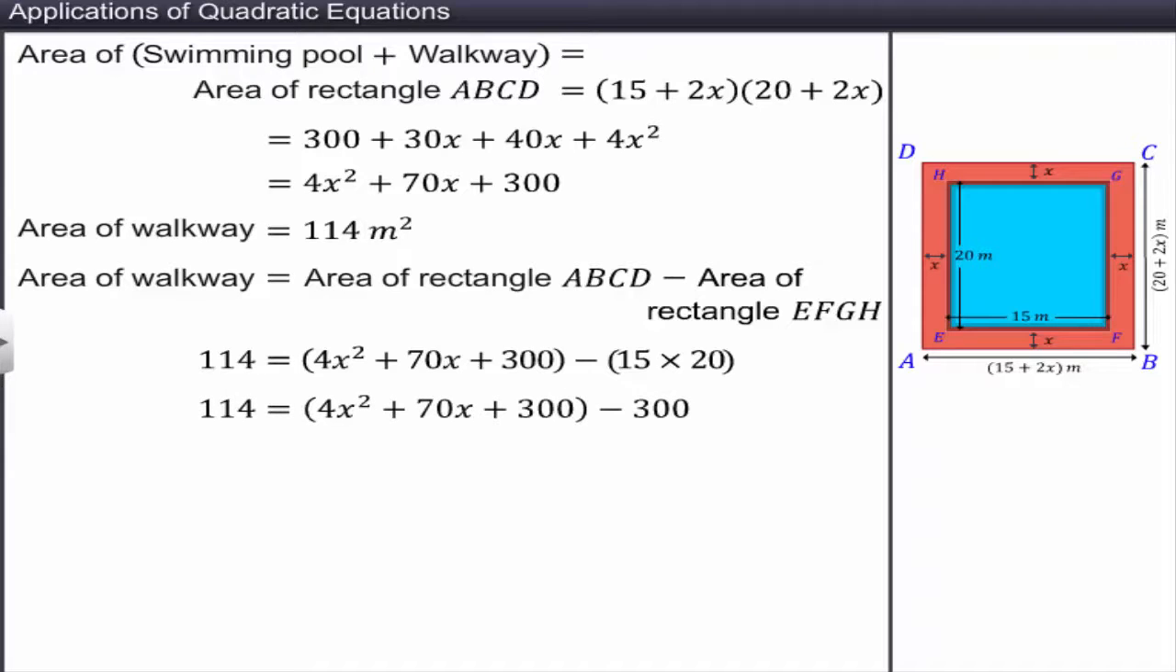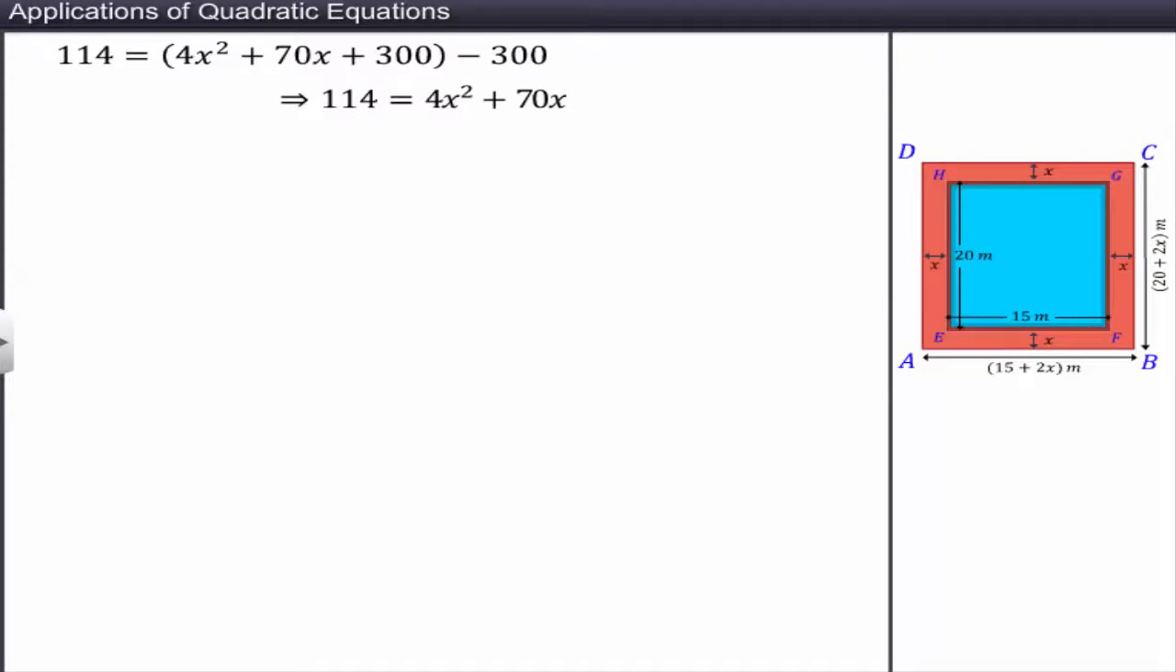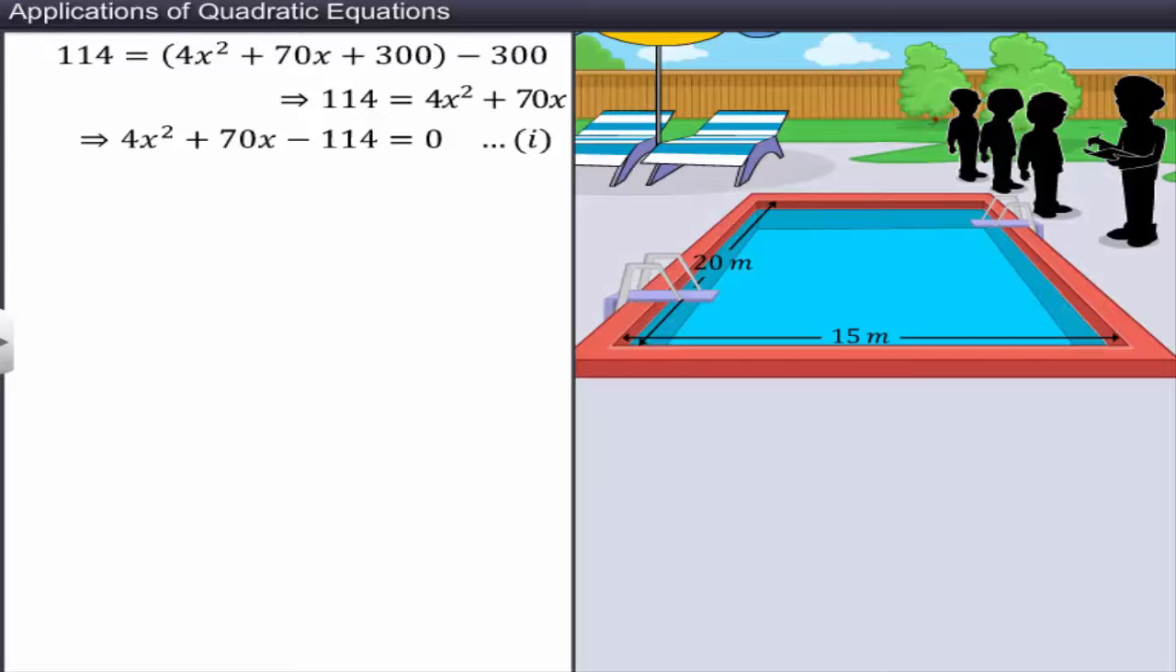On simplifying the right-hand side, we get 4x squared plus 70x. On subtracting 114 from both the sides, we get 4x squared plus 70x minus 114 equal to 0, which is a quadratic equation in x. Quadratic equations can arise from a variety of physical and mathematical problems. Once the quadratic equation has been developed, we solve it by finding its factors.